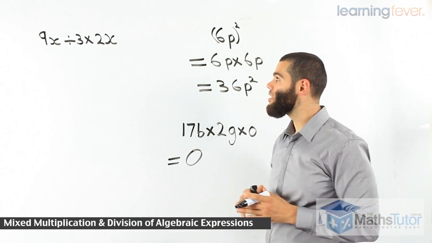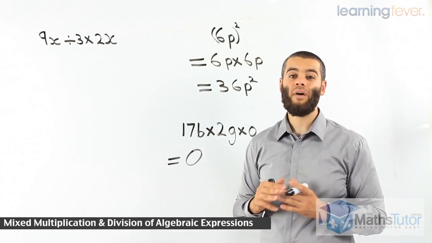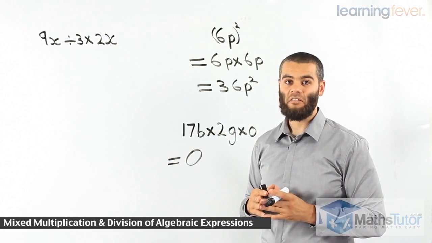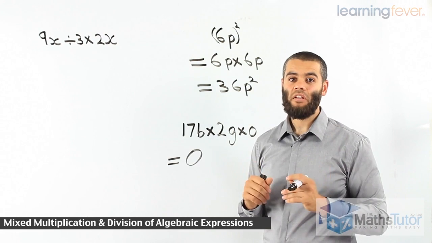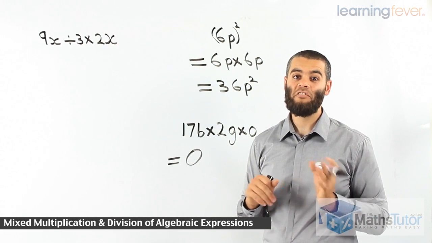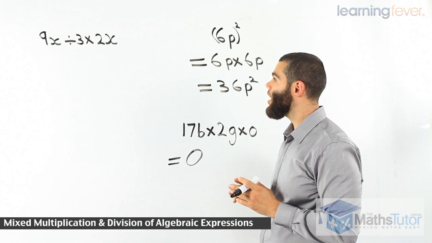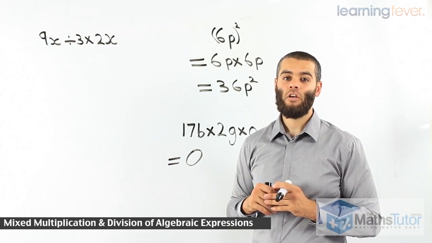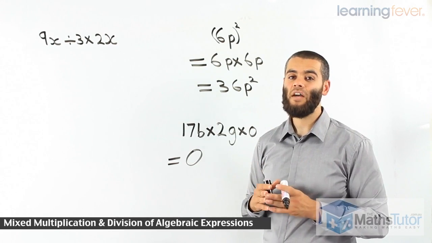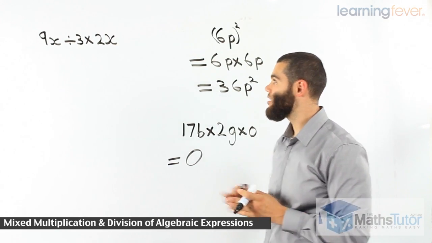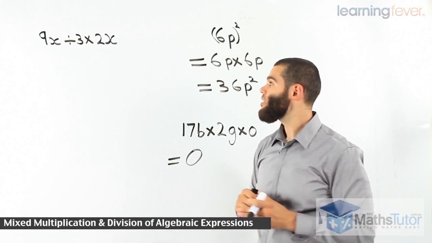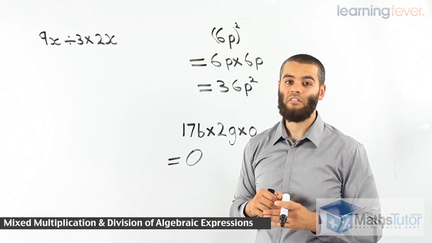Another example, 9x divided by 3 times 2x. Now, algebraic expressions follow the same rules as BODMAS. So, times and divide are in the second level in BODMAS. We do brackets first, then we do times and divide. We have to work from left to right. So left to right, 9x divided by 3, then times 2x.